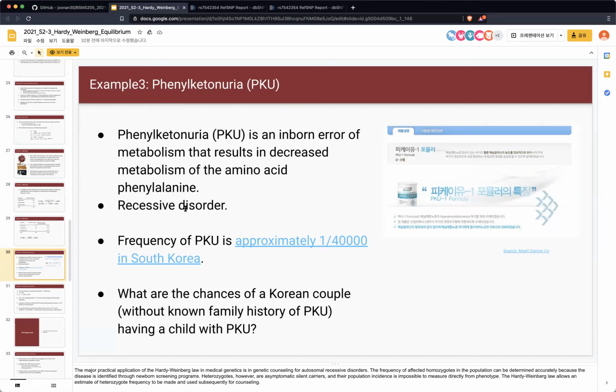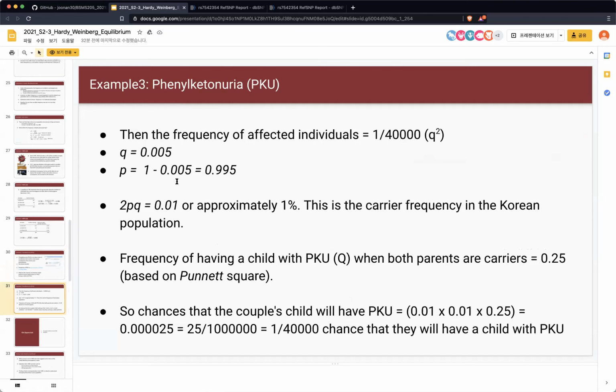So if you and your partner have the heterozygous genotype, then your child could have a 25% chance of having PKU in his phenotype, right? So you can easily calculate this, followed by the Hardy-Weinberg principles as well, right?